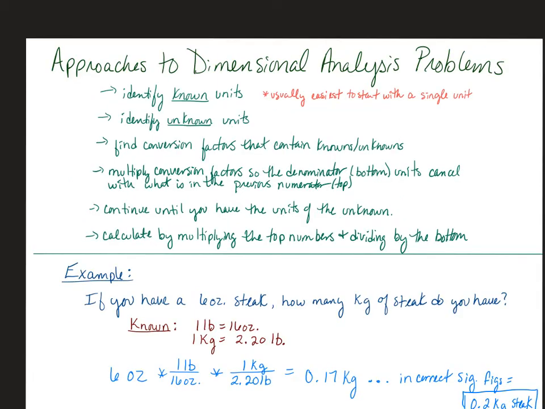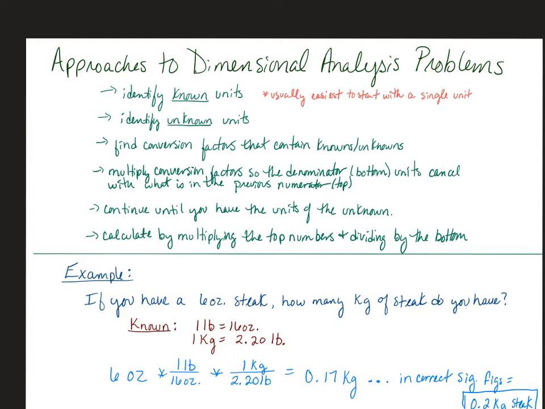So when it comes to approaching dimensional analysis problems, there are certain things that I would suggest that we start with. First of all, you want to identify what it is that you have with known values of units. It's usually easiest to start with something with a single unit instead of something like density, which has multiple units to it. So then identify what your unknown units are. In other words, what do you want to give in your answer?